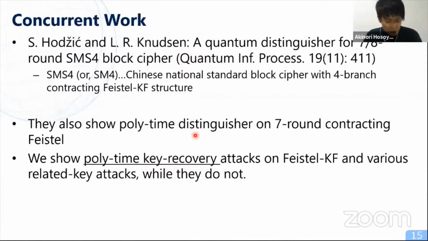And very recently, we noticed that Hosoyamada and Knudsen published a concurrent work, a quantum distinguisher for 7 and 8 rounds of the SMS4 block cipher. SMS4 is a Chinese national standard block cipher, which uses the contracting facial KF structure. They also showed a polynomial time distinguisher on 7-round contracting facial KF. On the other hand, we show polynomial time key recovery attacks on facial KF and some related key attacks, but they do not show such an attack. So this is concurrent and independent work.